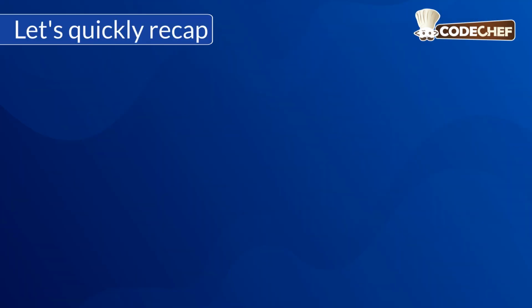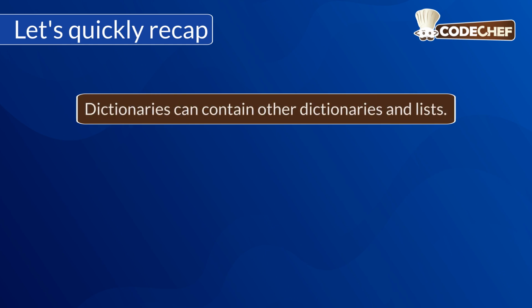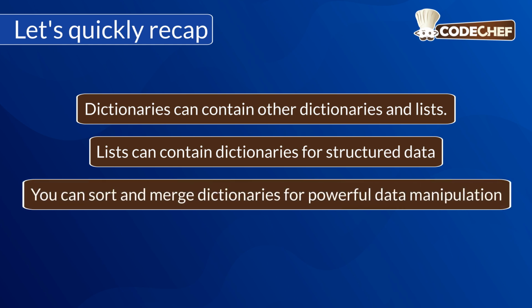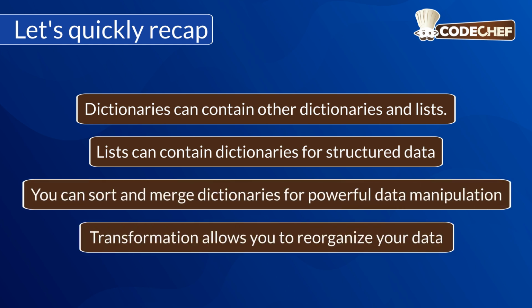Nicely done. Let's quickly recap these advanced concepts. Dictionaries can contain other dictionaries and lists. Lists can contain dictionaries for structured data. You can sort and merge dictionaries for powerful data manipulation. Transformation allows you to reorganize your data. These are the building blocks of professional applications.